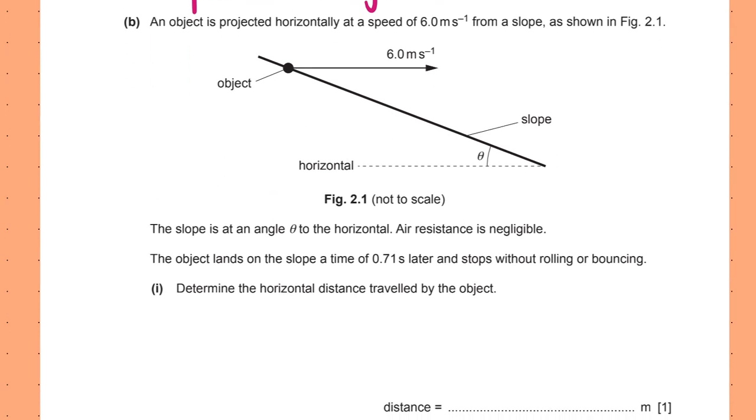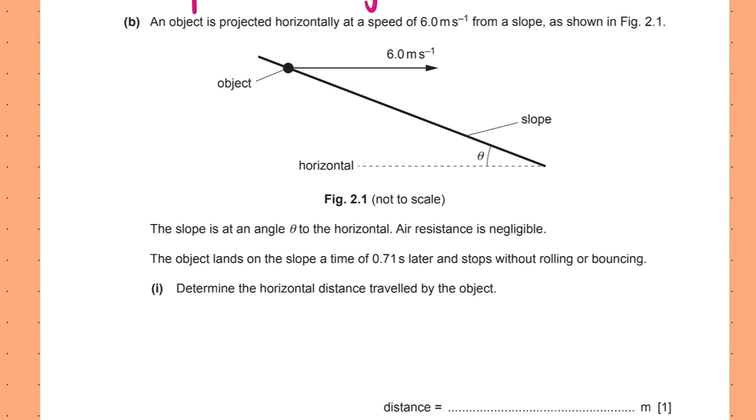Let's look at part B. An object is projected horizontally at a speed of 6 meters per second from a slope. So this is basically a question on half projectile, because it has no vertical velocity, it just has horizontal velocity. And if I think about the basics of projectile motion, I know that this 6 meters per second is not going to change, it's going to be a constant.